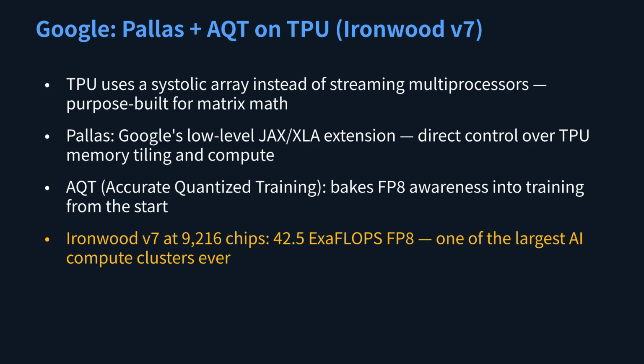Google's equivalent of DeepGEMM is a framework called Pallas, which lets engineers write code that directly controls the TPU's memory layout and compute schedule. For quantization, Google uses a library called AQT, Accurate Quantized Training, which bakes FP8 awareness directly into the training process from the start. Google's latest TPU cluster, Ironwood V7 at 9,216 chips, delivers an astounding 42.5 exaflops of FP8 compute.